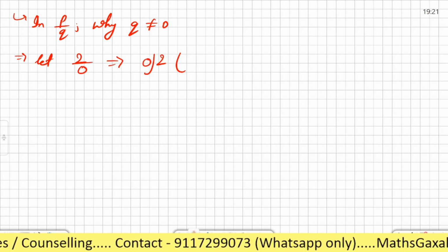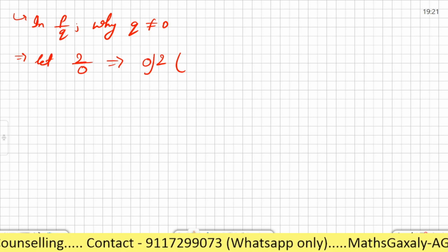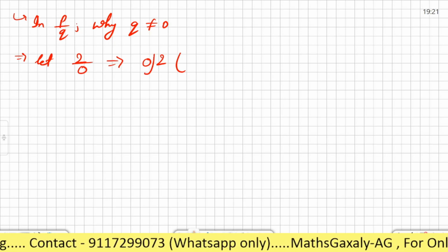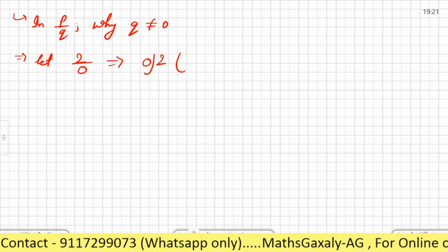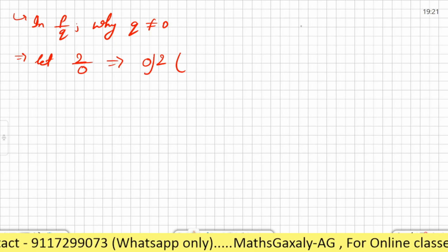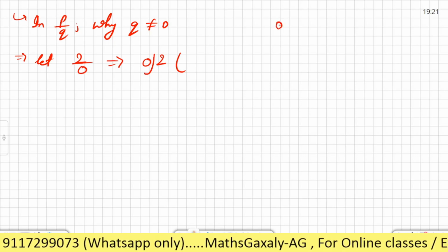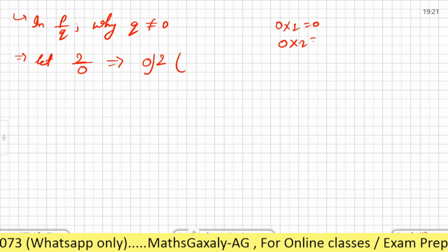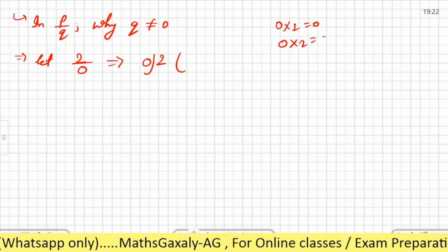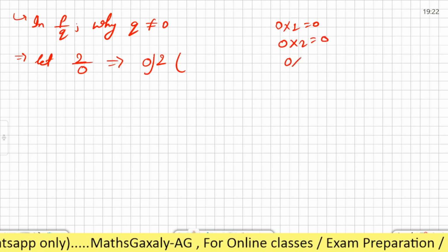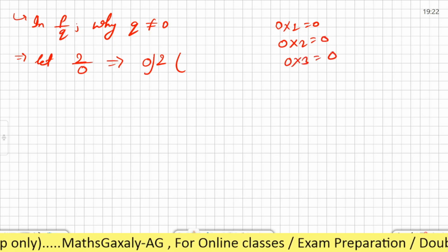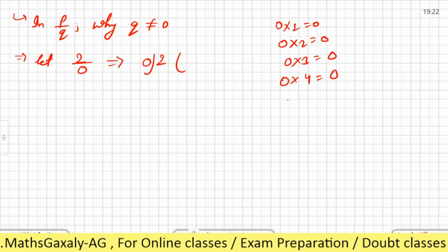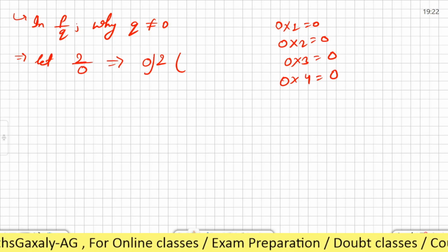Similarly, in another example we have to divide 2 by 0. It means we have to check whether 2, or any smaller number less than 2, is a multiple of 0 or not, right? Then only can we divide it. So when you write the multiples of 0: 0 ones are 0, 0 twos are 0, 0 threes are 0, 0 fours are 0, means 0 multiplied by any number.